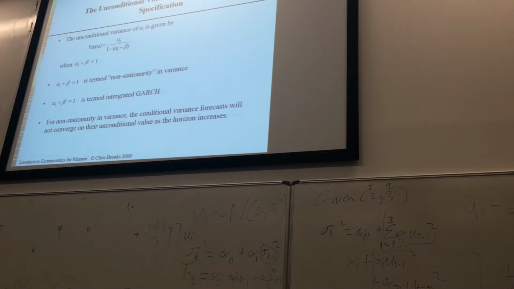So I'm just going to skip this bit about unconditional variance. These are conditional variance models, and they depend on what the previous variance was, but you can work out what the unconditional variance of u_t is. And once you have the model for a GARCH(1,1), that's how you get it. It's alpha 0 over 1 minus (alpha 1 plus beta).